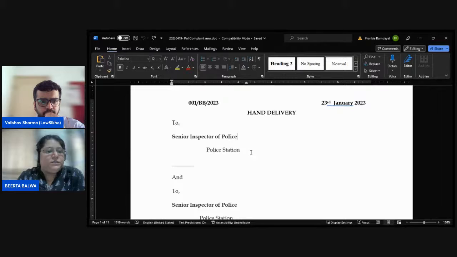So what do you do in such a case? In such a case, you will go to the post office and post it, or you will go to the courier office and courier it if they are refusing to take it by hand.